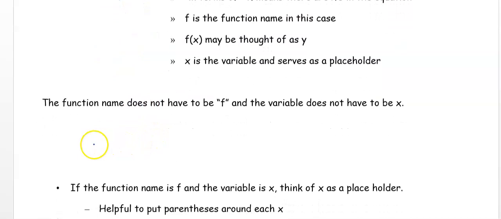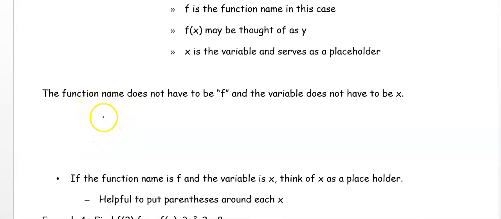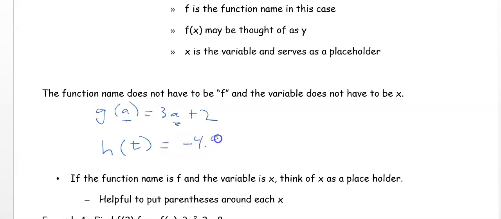So you don't have to have your function name f, and your variable doesn't have to be x. I could have some g of a equals 3a plus 2. Turns out if I graph this on an axis where g of a is on the vertical axis and a is on the horizontal, I get the same graph as I would for f of x equals 3x plus 2. But here the a is the variable, and that's what this tells me. We oftentimes see other letters used. H of t is popular in physics class. Negative 4.9 t squared. That's a common thing.